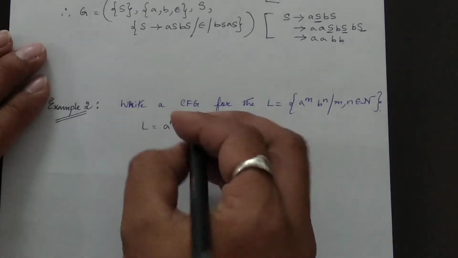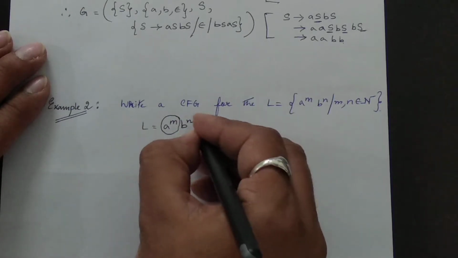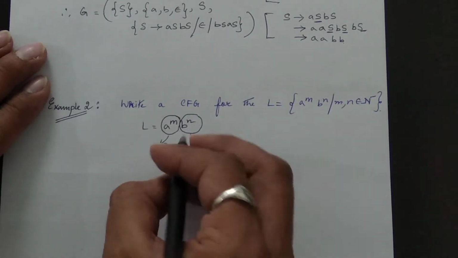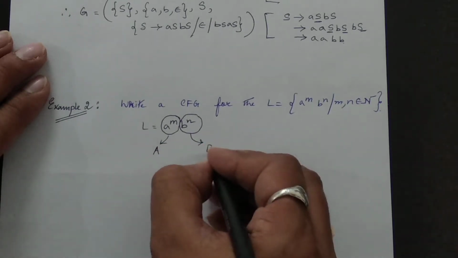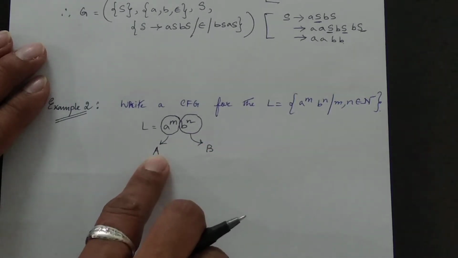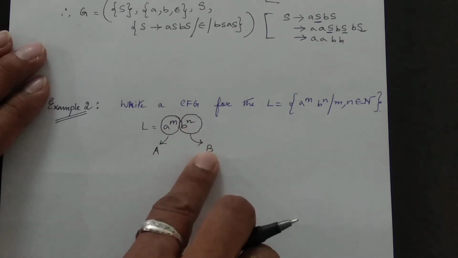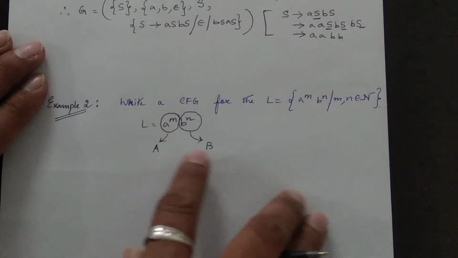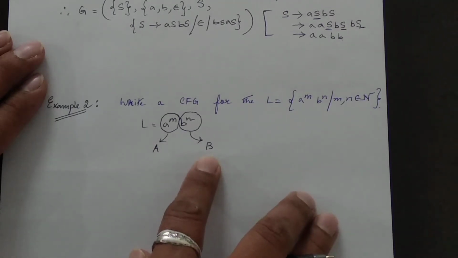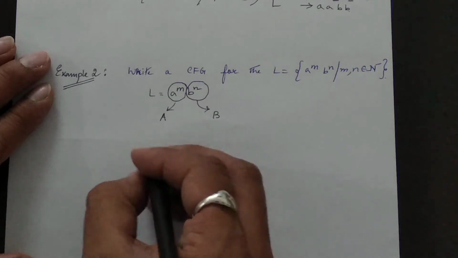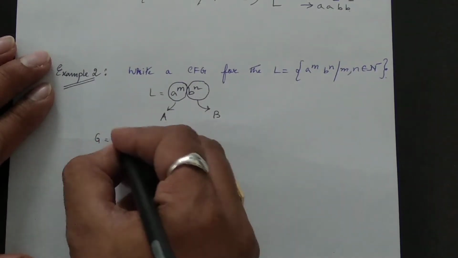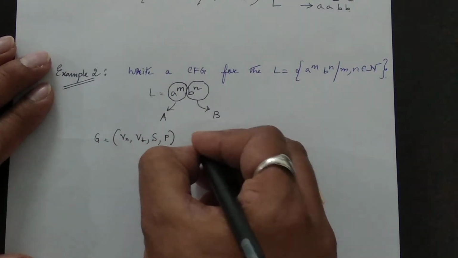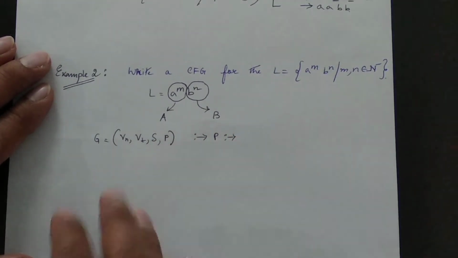So what I will do, I will take this a to the power m and this b to the power n as two different variables. I will assign two different variables, suppose capital letter A and capital letter B, where A will only consider a to the power m and B will consider only b to the power n. These two, A and B, I will use in the grammar. So I'm directly writing down the grammar. As I have already told you, G is equal to (V_N, V_T, S, P). What I have to focus on is the production rules, right?